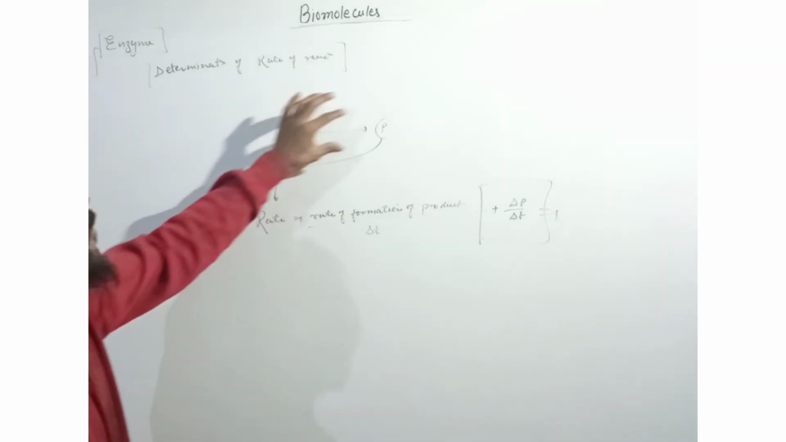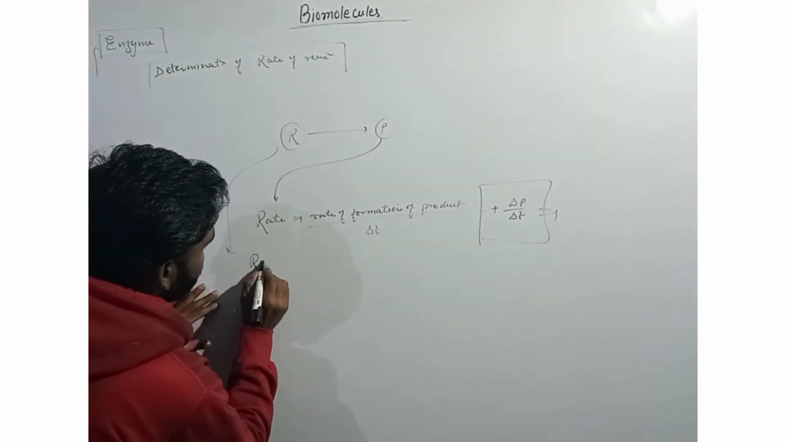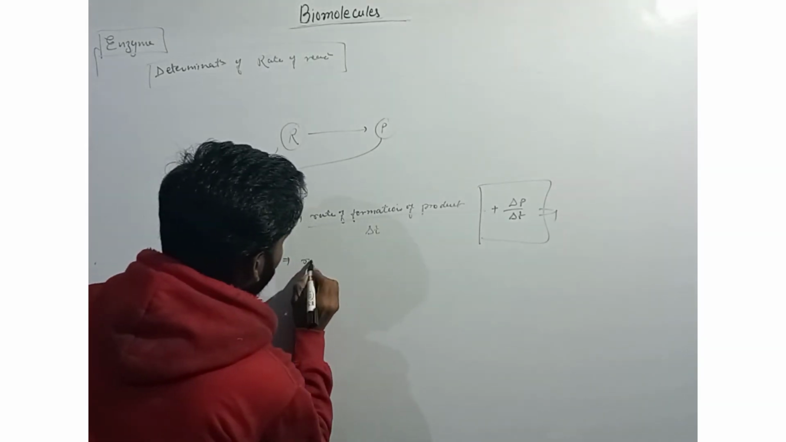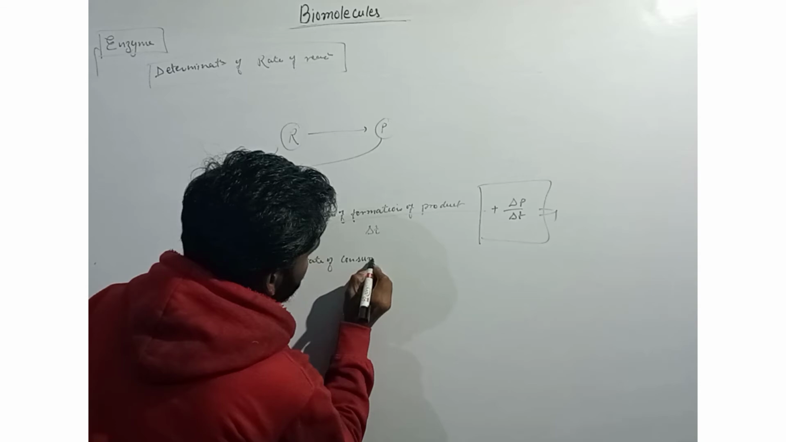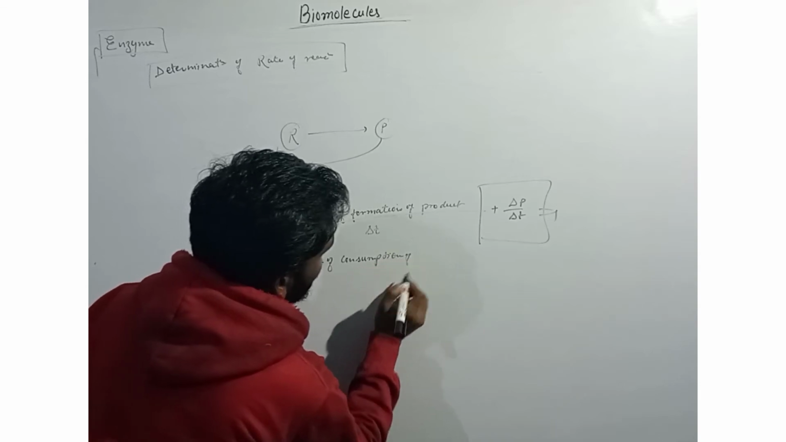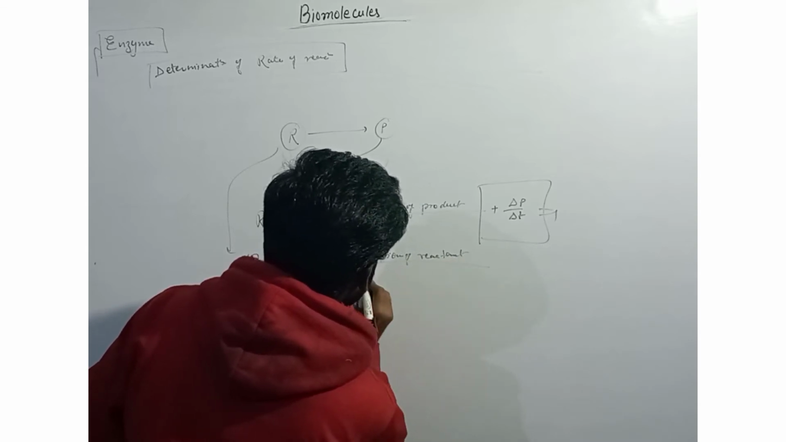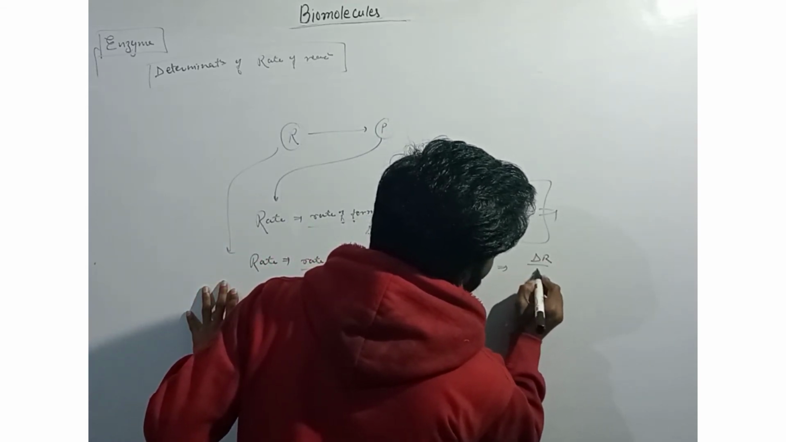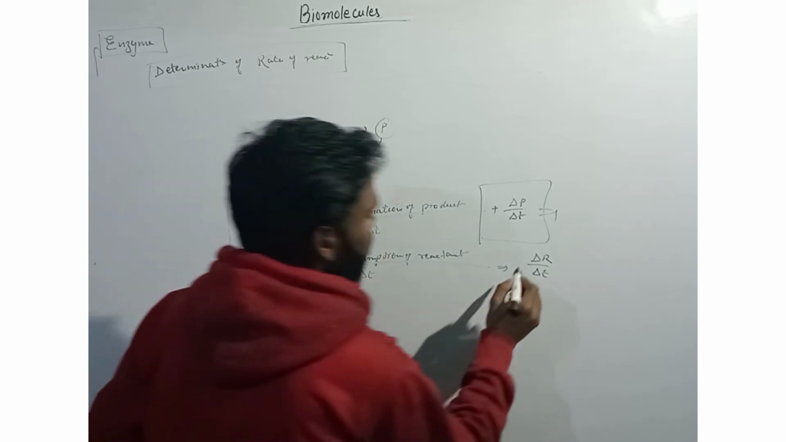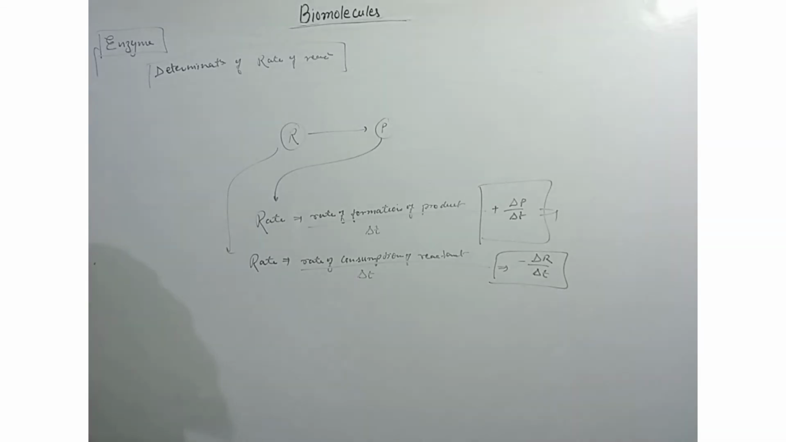Why? With respect to time, the product will increase. But with respect to the reactant, the rate is the rate of consumption of reactant per unit time. When you simplify this, it becomes delta R by delta T, but a negative sign will always be present. Why? Because with respect to time, the reactant will always decrease.